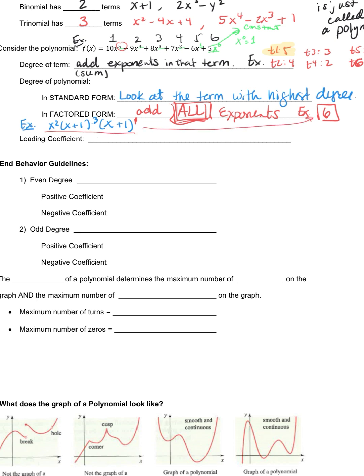Okay, so for the leading coefficient, remember, a coefficient is the number in front of a variable. So this is a number, okay? We're going to look at the coefficient for both examples that we have. The leading coefficient is the coefficient of the term with highest degree.